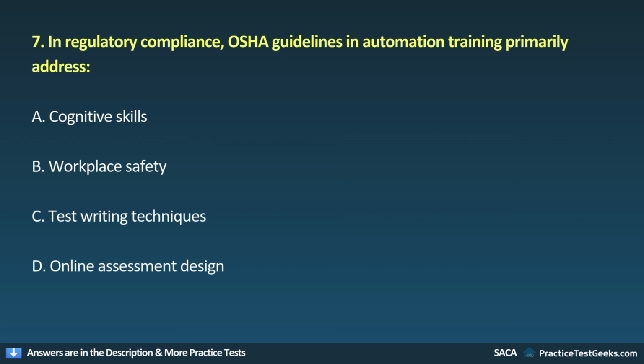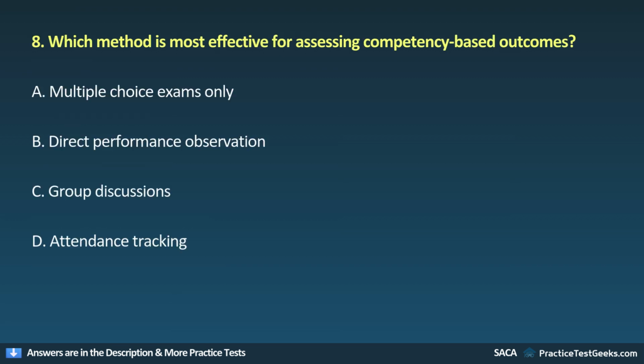7. In regulatory compliance, OSHA guidelines in automation training primarily address A. Cognitive skills. B. Workplace safety. C. Test writing techniques. D. Online assessment design.